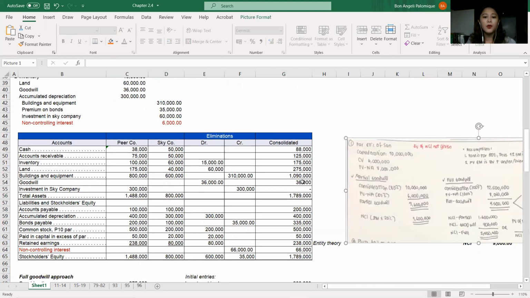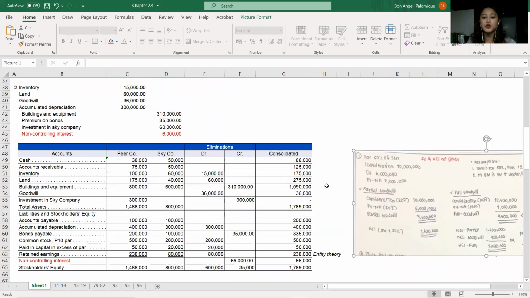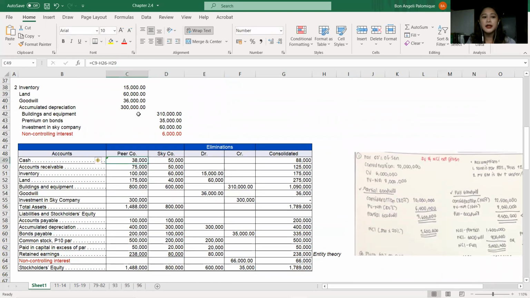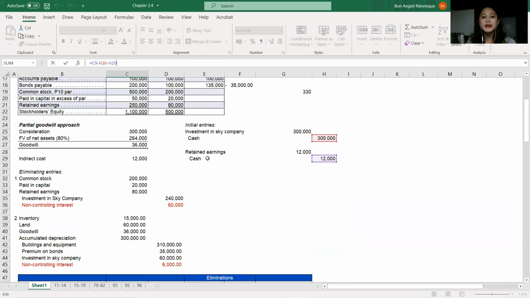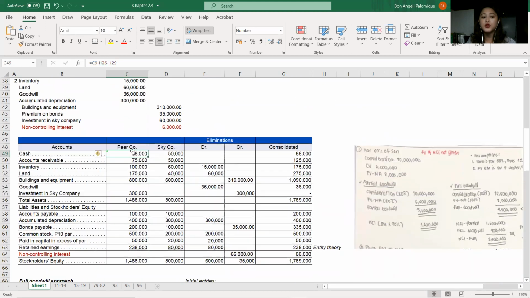Okay. So, after getting the elim entries, the next step is to prepare the conso worksheet. So, ang pag-conso worksheet natin, kailangan natin yung balances nila at book value. So, start with cash. So, remember, kapag ipa-plot mo si cash, dapat deducted na siya ng initial entries. Initial entry mo is the payment of investment, 300,000, and the indirect cost of 12,000. So, 350 less 300 less 12, ang magre-reflect sa iyong conso worksheet na cash is 38,000.